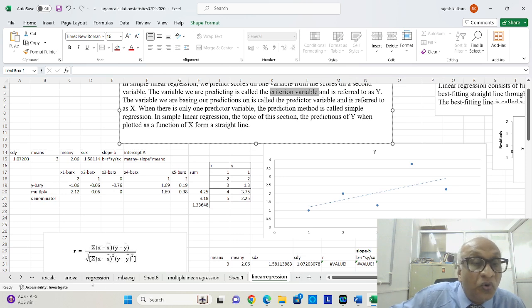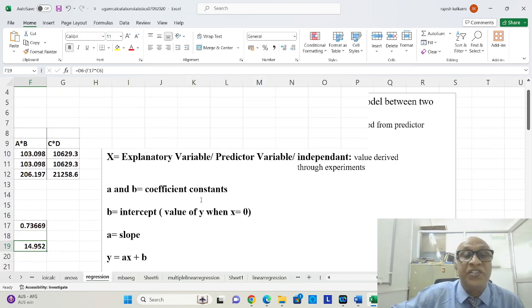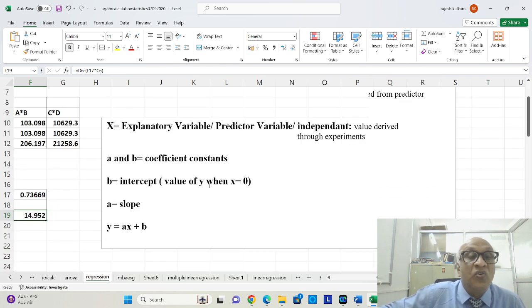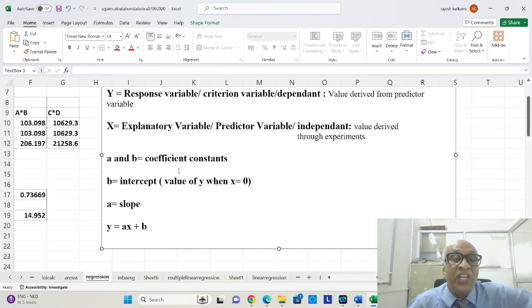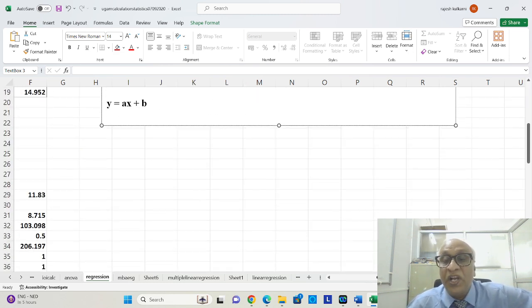If you look at simple linear regression, this is what it is: y is equal to ax plus b. This kind of relationship will be there, where x is the independent variable, predictor variable, explanatory variable. You have a and b as slope and intercept. The y variable is called the response variable, criterion variable, dependent variable. Basically, linear regression uses statistics and establishes a relationship between two variables.